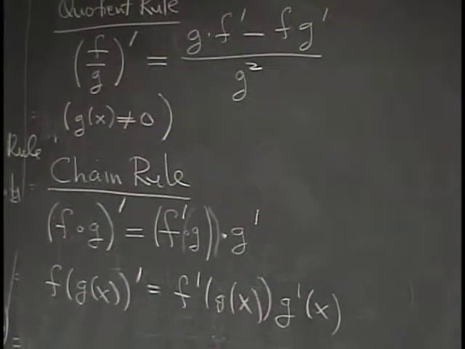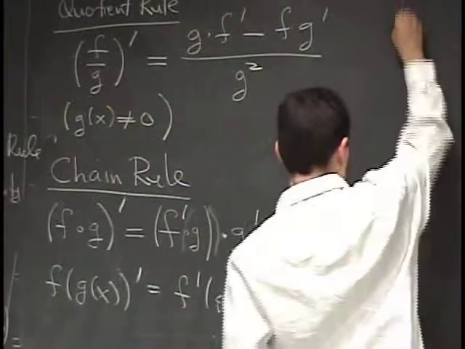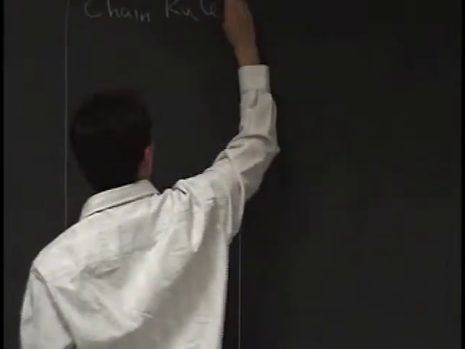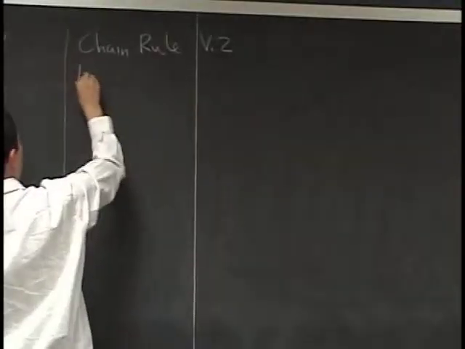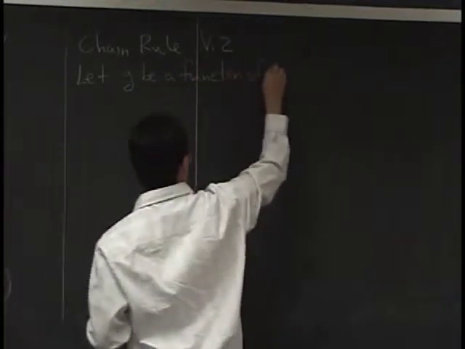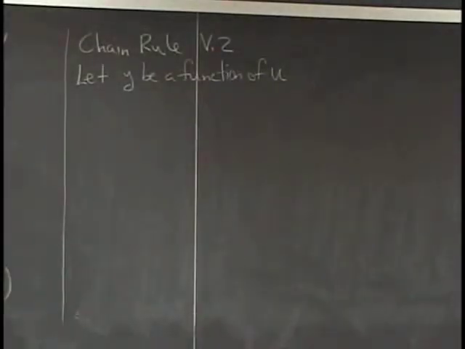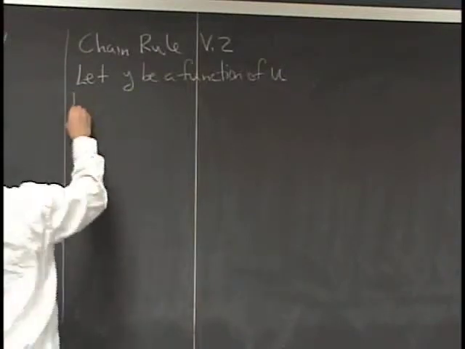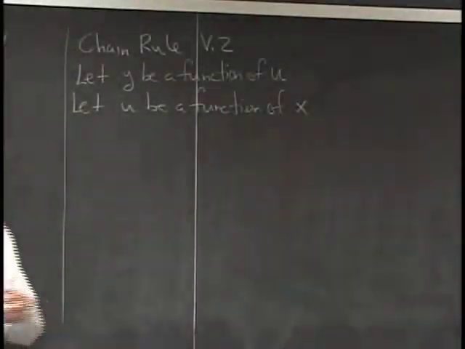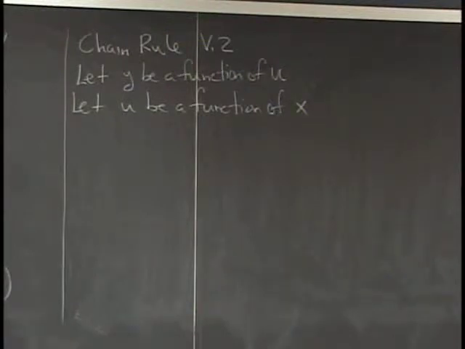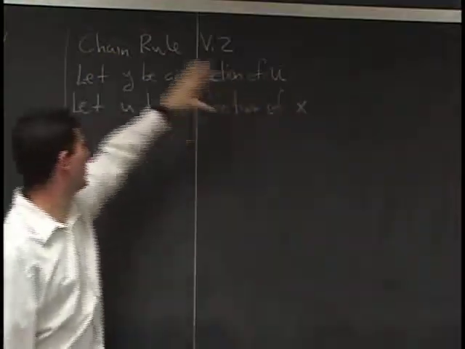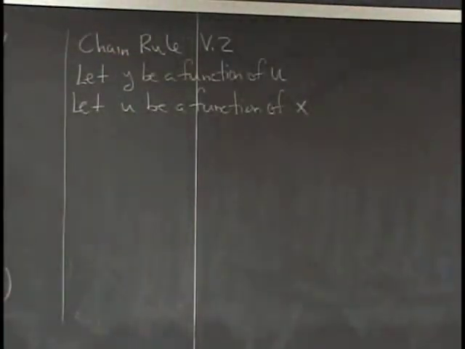Here's another way to write this down, a completely separate way. We'll go into this in greater detail later. I just want to introduce it right now. So chain rule, version 2. Let y be a function of u. Why u? Because I want to. And we'll let u be a function of x. So you can see here I really can talk about a composition of functions in this case. I have some function of x and then I take a function applied to that.